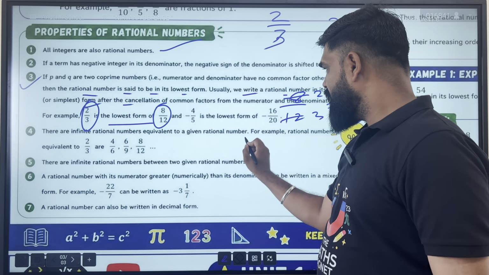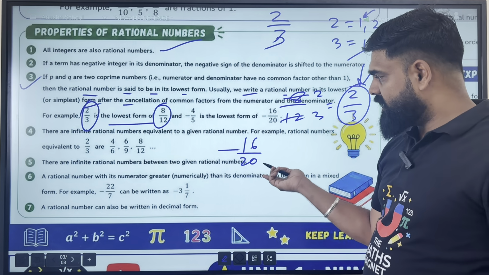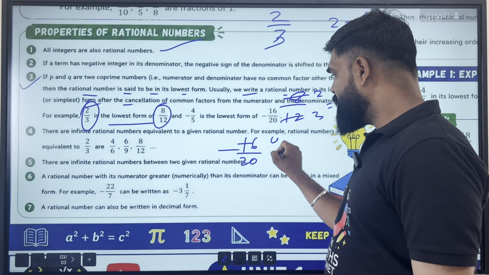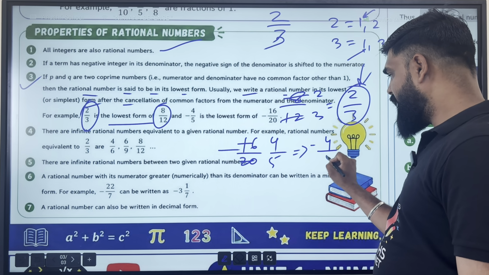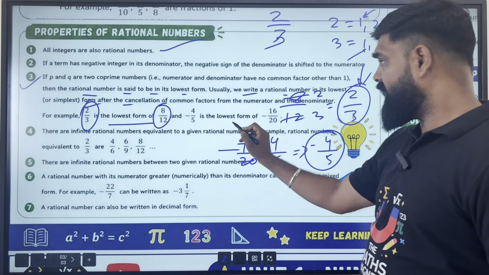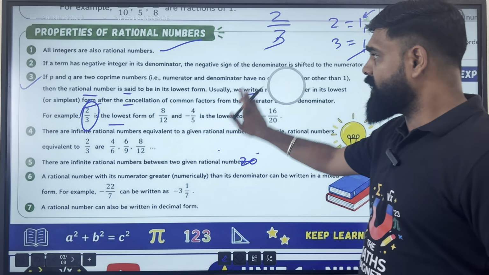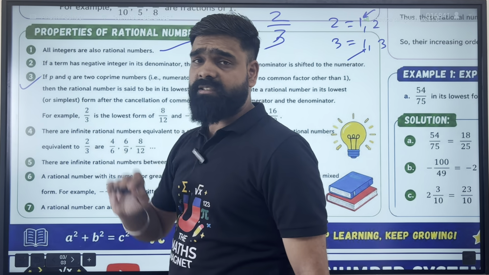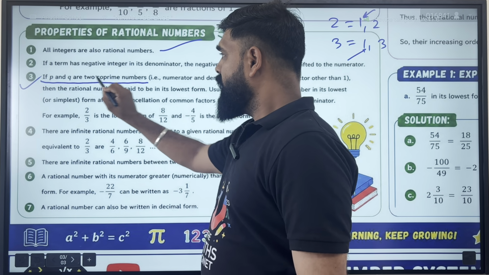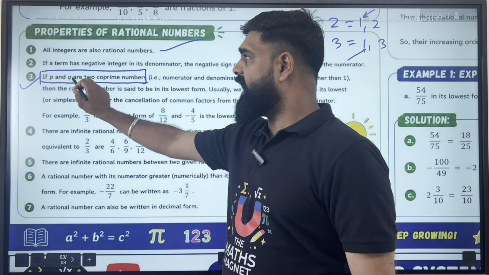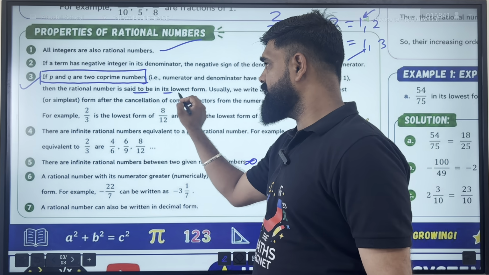Similarly, suppose we have -16 by 20. When we simplify it or take the lowest form, this will become -4 by 5. 4 4s are 16 and 4 5s are 20. So we got this number -4 by 5. This is the important property. What is the property here actually? If p and q are two co-prime numbers, then the rational number is said to be in the lowest form.